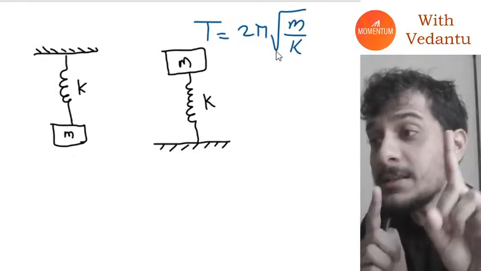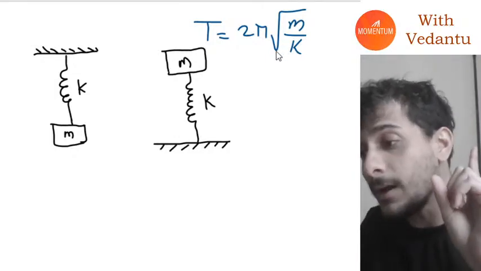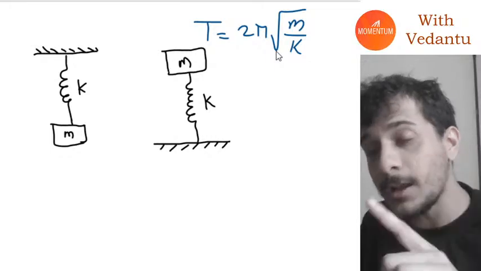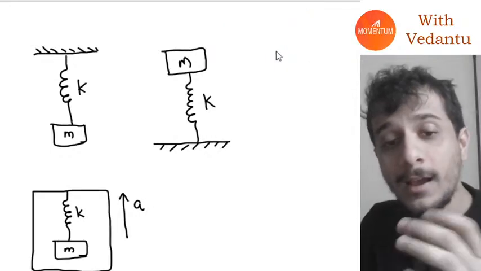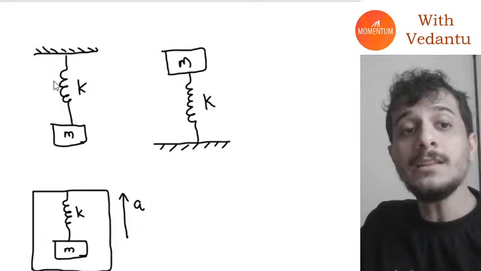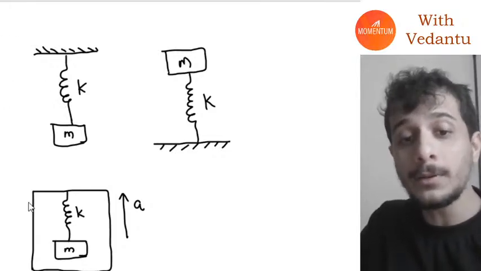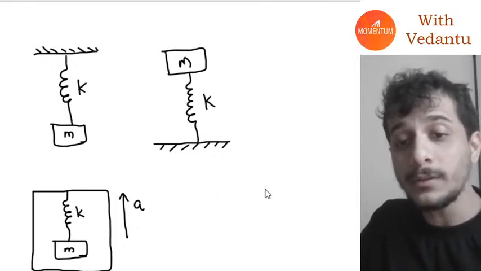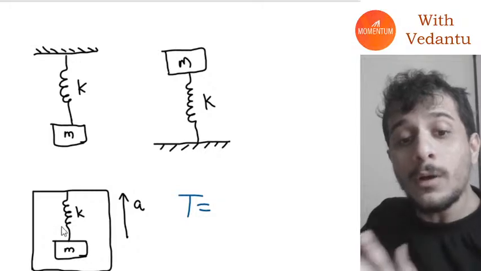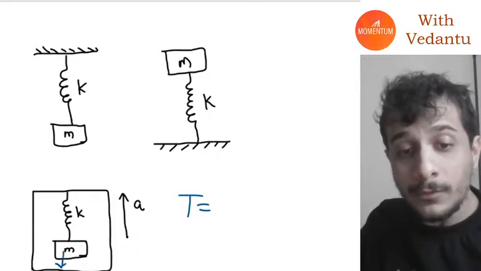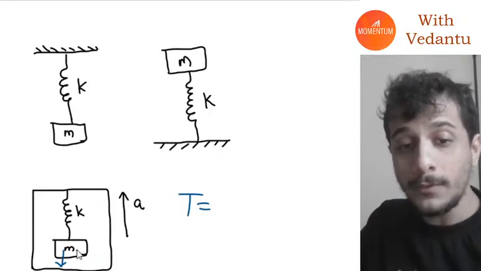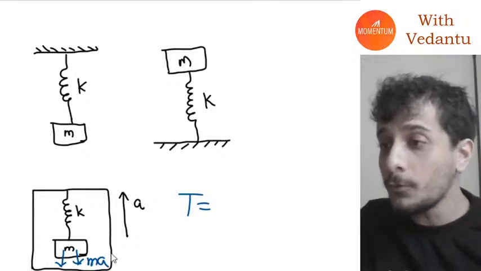The situation is not very different. What if I keep this block and the spring inside a lift? Let's say I have a lift, and inside the lift I have kept the spring and the block. If I ask you here what is the time period, you have to remember there are two extra constant forces. The mg force will be downwards, but also the ma force will be downwards.